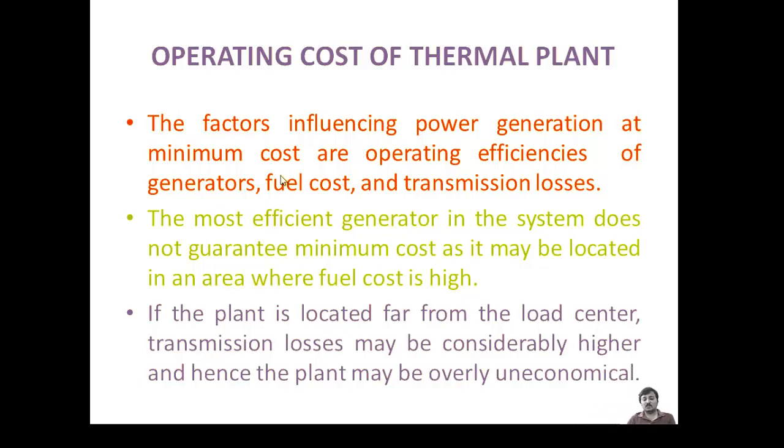The most efficient generator in the system does not guarantee the minimum cost. Because if the load and the generating station are far away, though it is an efficient generator, when the distance matters, obviously it is an uneconomic operation. Another factor is the fuel cost. If the fuel cost is high, even though the generating station is more efficient, there is no use at all. So no economic operation takes place. The most efficient generator in the system does not guarantee the minimum cost, as it may be located in an area where the fuel cost is high. So we should always consider that the fuel cost should be low.